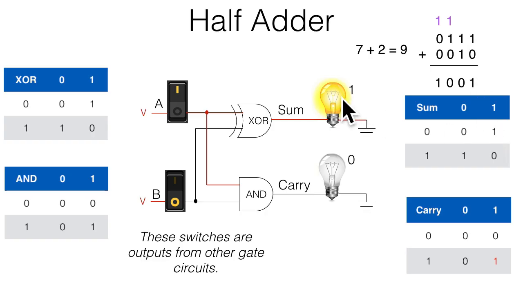Isn't that what we see right now? Right. We see that the sum has a 1 in it, and the light is on, and there's no carry bit. So we can see this. The switch is on, the power flows through to the XOR, the power flows through to the AND.